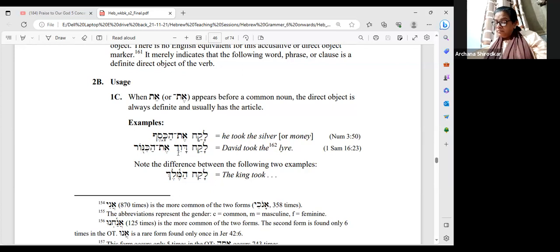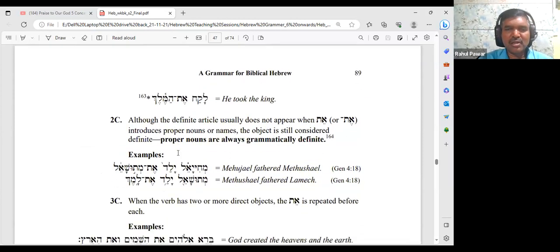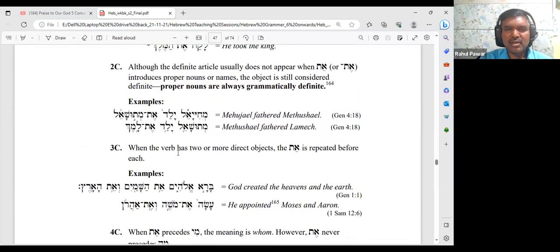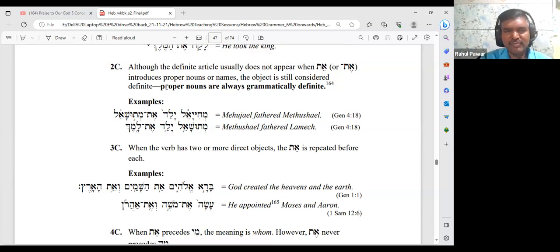Sometimes when there are two or three objects, the direct object marker is repeated twice or thrice. For example, they are given over here. When the verb has two or more objects, et is repeated before each. And in the second, although the definite article usually does not appear when et introduces proper nouns or names, the object is still considered definite. Proper nouns are always grammatically definite.